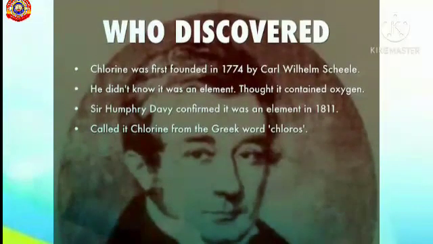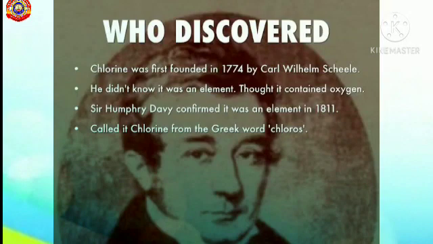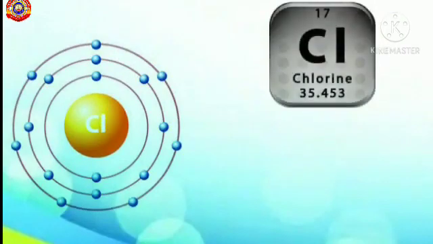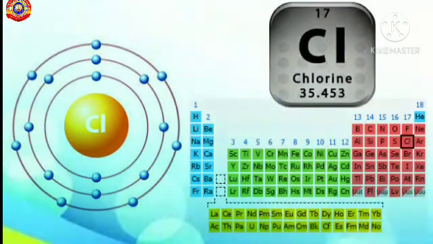Chlorine was discovered by Carl William Scheele in 1774. The name chlorine was derived from the Greek word chloros, meaning pale green or greenish yellow. But it was Sir Humphry Davy who confirmed and named chlorine to be an element. You all know that chlorine is a non-metallic element with the symbol Cl. It is located in period 3 and group 17.